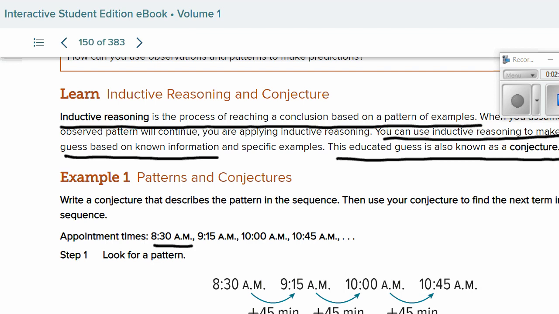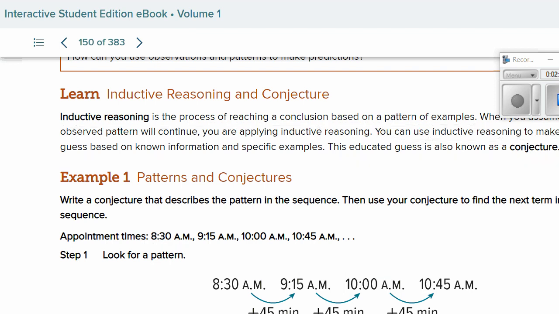The first thing they're asking us to do, down here at the bottom: each appointment time is 45 minutes after the previous appointment time. The next appointment time is at 10:45. That's what they gave us at the end. So predicting it, what would the next appointment time be? If we add 45 minutes onto 10:45, we get 11:30 a.m. So we look at a pattern, figure out what the pattern is, and then make a guess of what the next appointment should be.